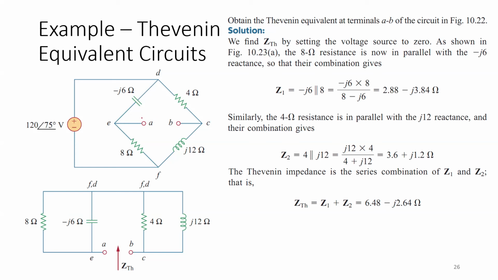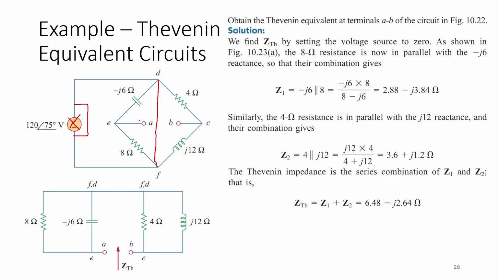In this example, we are given these two A, B terminals. Across these two terminals, we need to find the Thevenin equivalent voltage and Thevenin equivalent impedance. So first, in order to get the Thevenin equivalent impedance, we need to short circuit this voltage source. This voltage source should be short circuited in order to get the Thevenin equivalent. So this voltage would be removed, resulting in a short circuit between these two terminals.